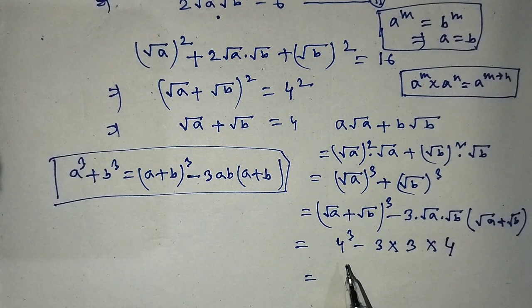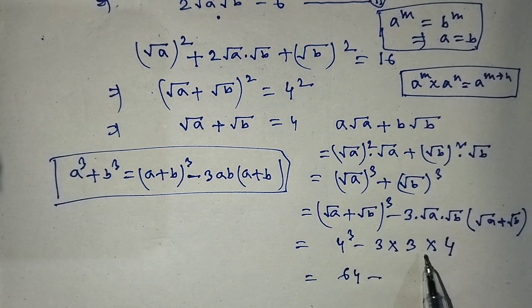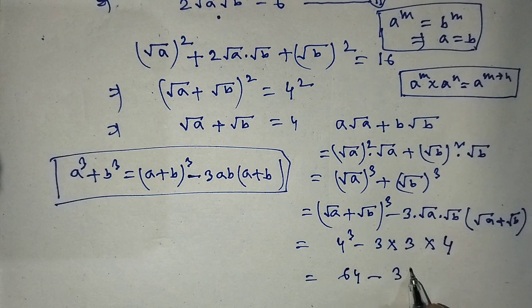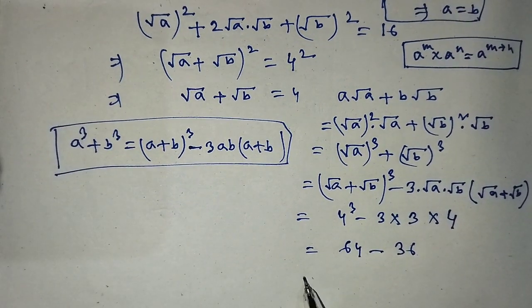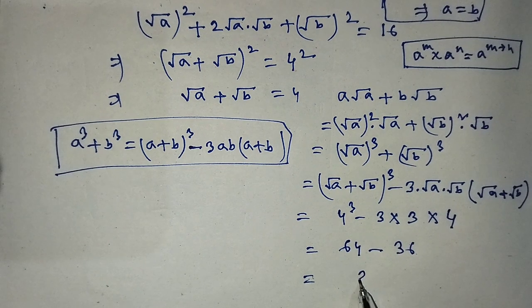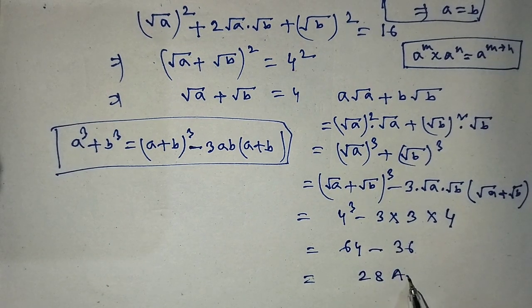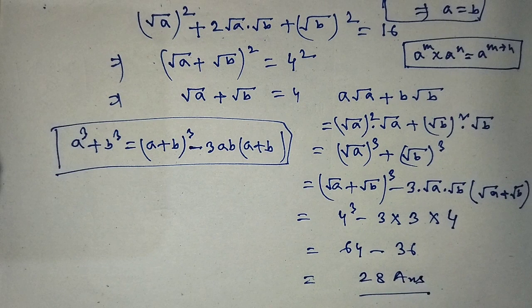So if you multiply 4 three times, then you get 64, minus, and we have to multiply 3 into 3 into 4, then you get 36. Okay student. So student, we have to subtract 36 from 64, then you get 28. So this is our final answer. So student, our answer is complete.